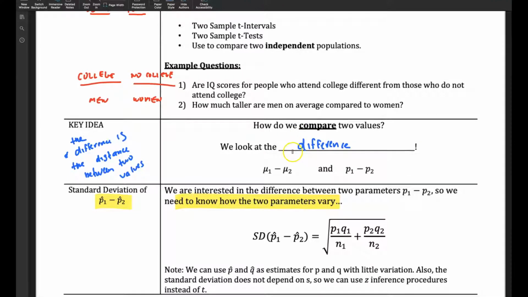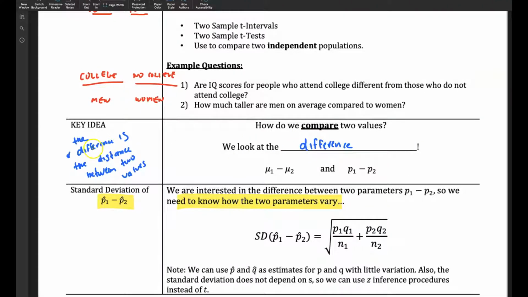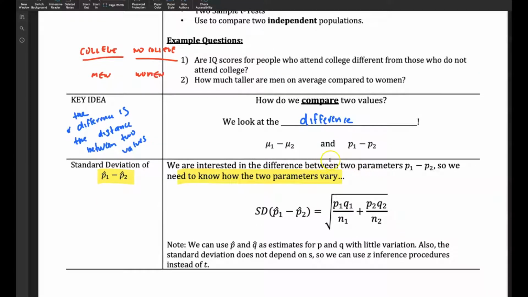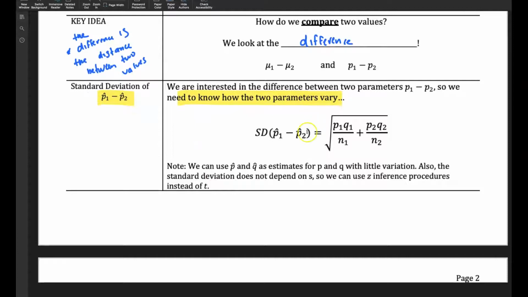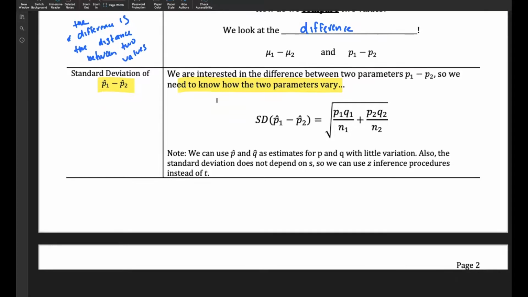And the way we do that is we look at the difference between two values. It's important to remember mathematically that the difference is the distance between two values. And the way you do that mathematically is with a subtraction. So what's the difference between mu1 and mu2, or p1 and p2, right? Those population parameters, right? Is there a difference between those two groups? And mathematically or statistically, what we want to do is look for how those two parameters vary, right? How much difference is there between those two population parameters?